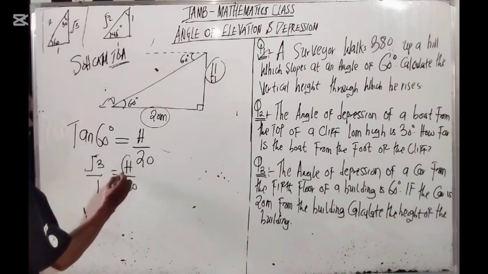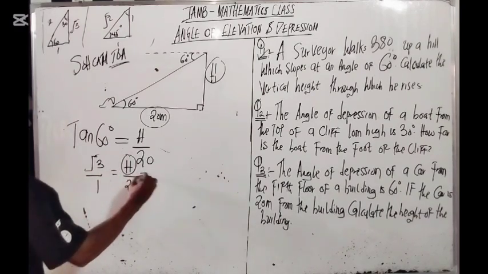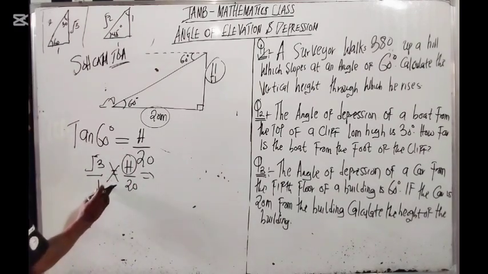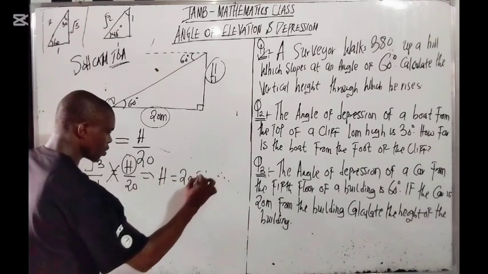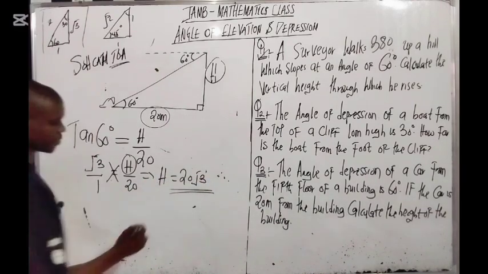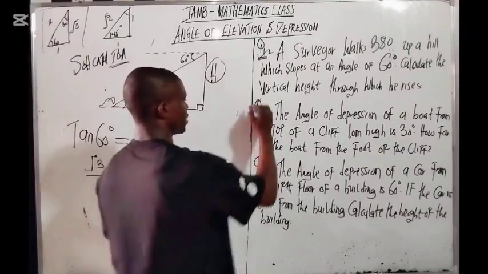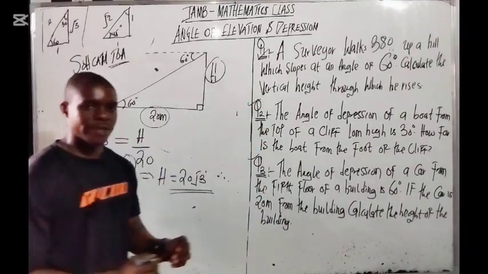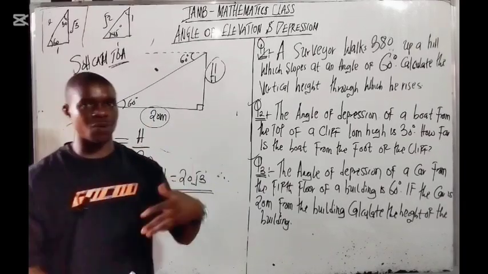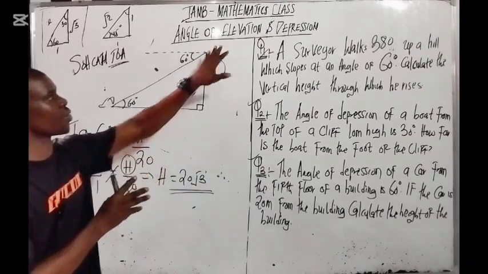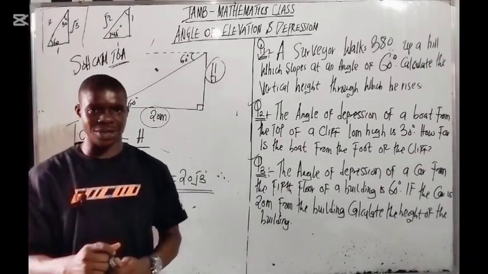If we make this the subject of the formula and cross multiply, you get H equals 20 square root of 3. This is the answer. So we are done with this. This is part 1 of these videos. We are still going to do part 2, part 3, and part 4 till we finish angle of elevation and depression.